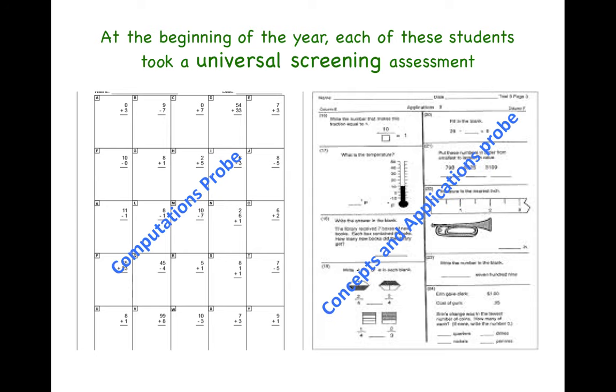The pictures included on this slide provide a visual as to what each common formative assessment looks like. First, we have the computations probe, which allows students to show their understanding of math facts and fluency. And second, we have the concepts and applications probe, which allows students to apply various grade level math skills to solve problems.